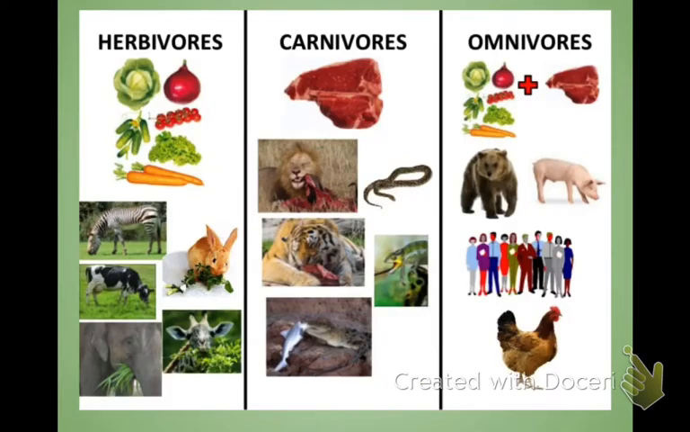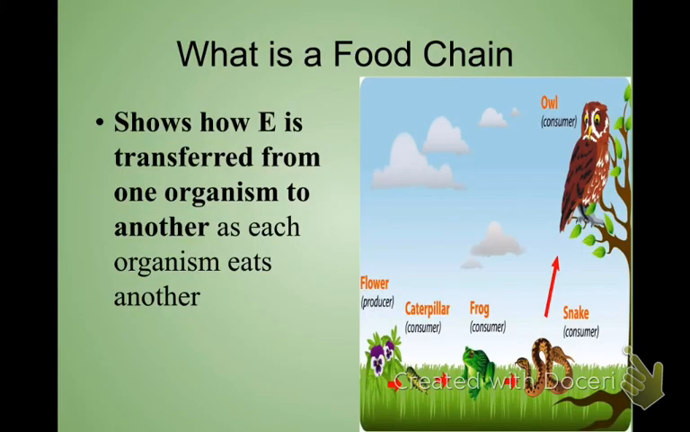So this is just showing you a chart with your herbivore only eating plants, carnivores eating consumers, and omnivores eating both.